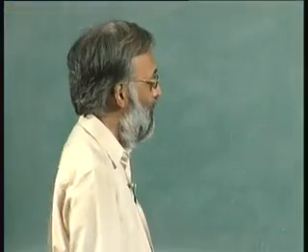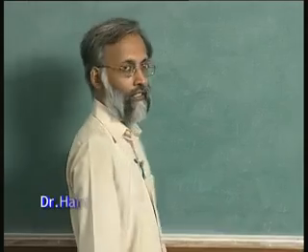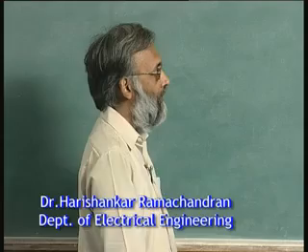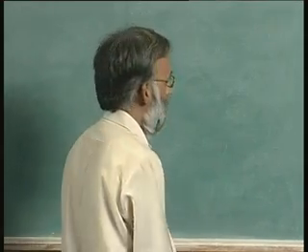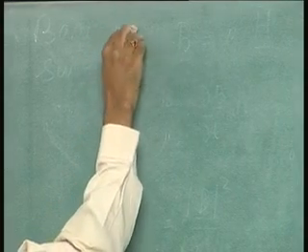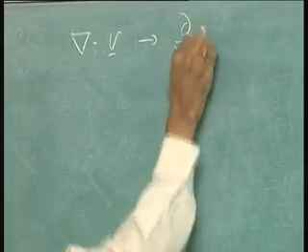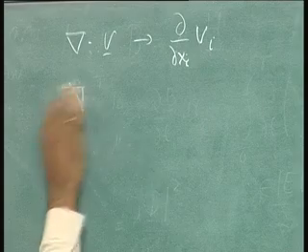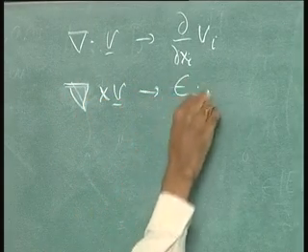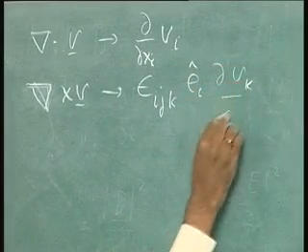I promise that I will continue and bother you with some more vector identities. So here is the final one that you need to become completely independent of all handbooks. So we already have that divergence of any vector becomes del del xi vi, curl of a vector becomes epsilon ijk ei del Vk del Xj.